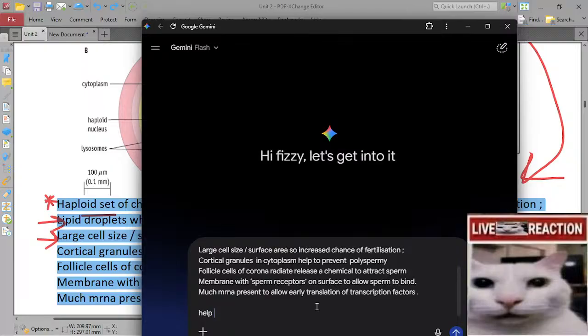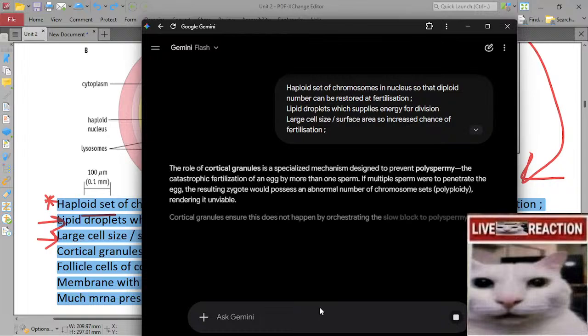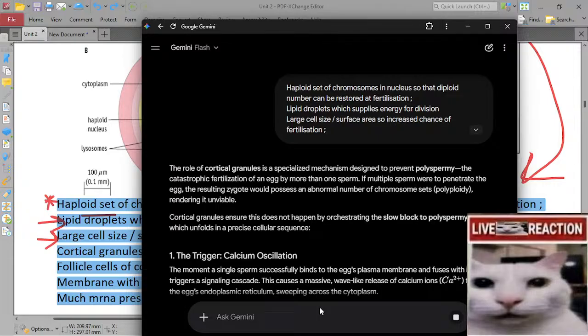Help me understand. Here's how the cortical granules prevent polyspermy in the cell after fertilization. Fertilization.